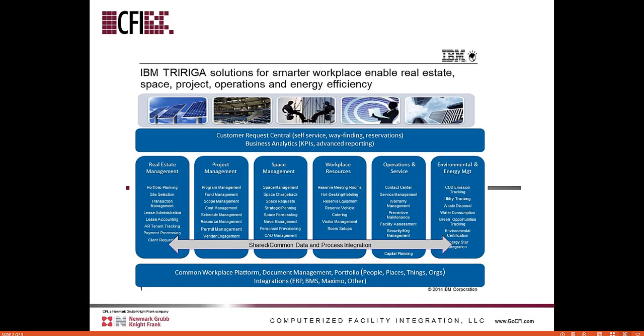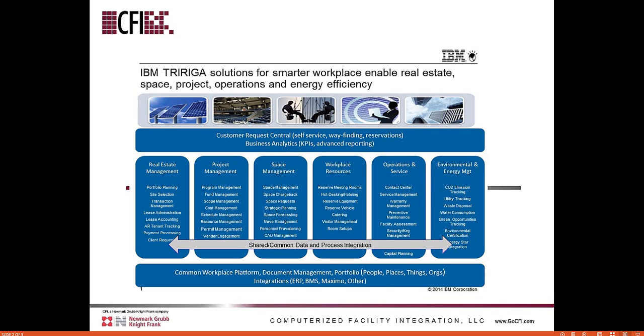TRIRIGA is an integrated workplace management system, or IWMS. The 6 pillars of TRIRIGA, real estate management, project management, space and facilities management, workplace resources, operations and service, and environmental and energy management, cover the full life cycle of real estate.